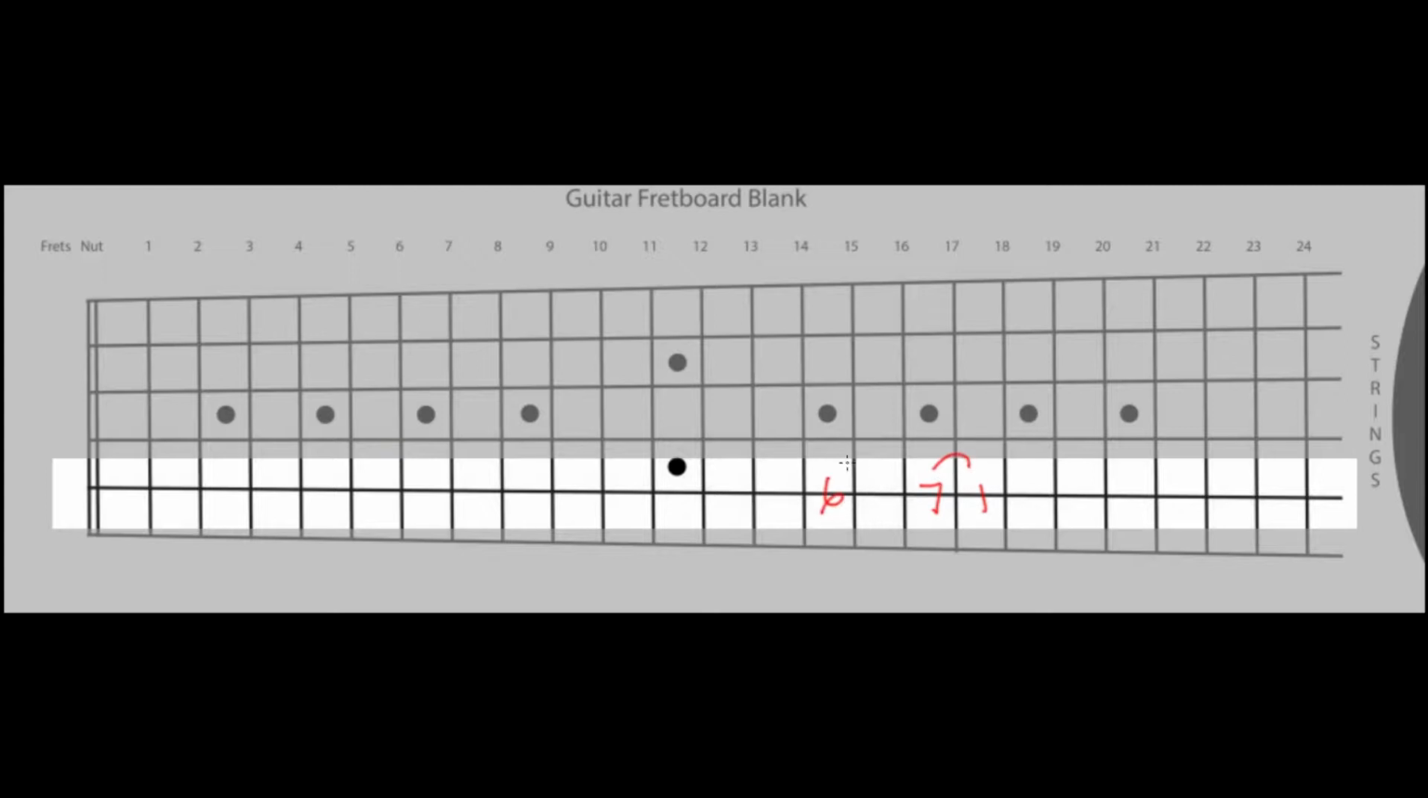6 is 2 down from 7, all right? 5 is 2 down from 6. 4 is 2 down from 5. 3, though, is right next door to 4. 2 is 2 down from 3. 1 is 2 down from 2.